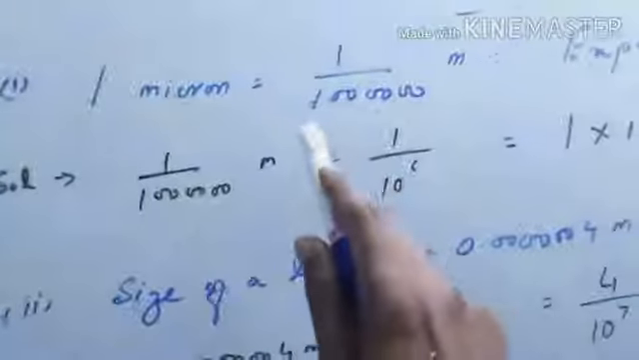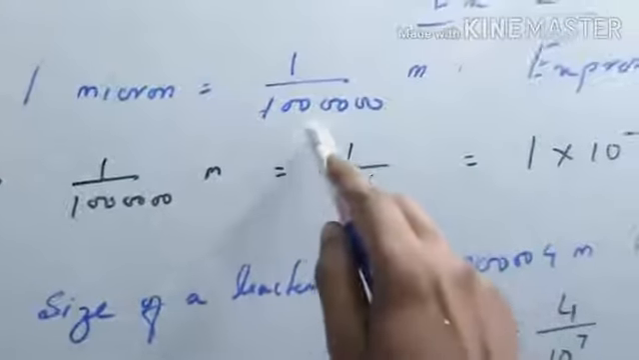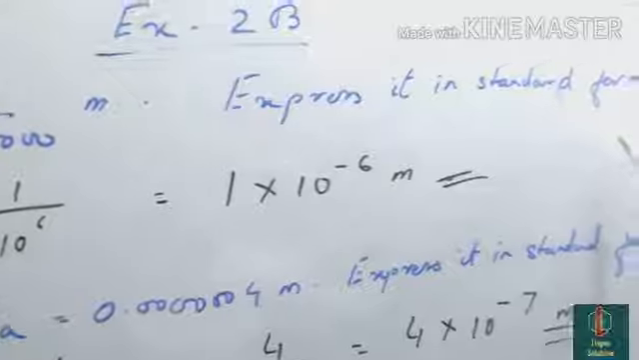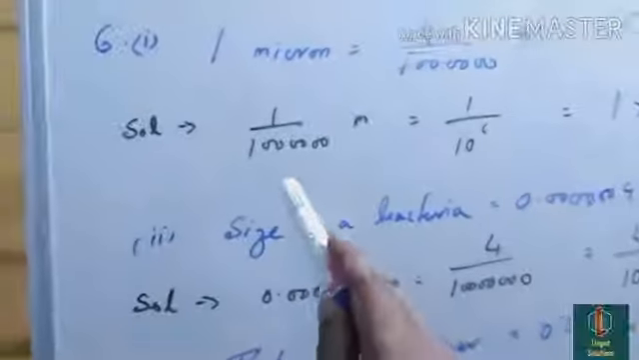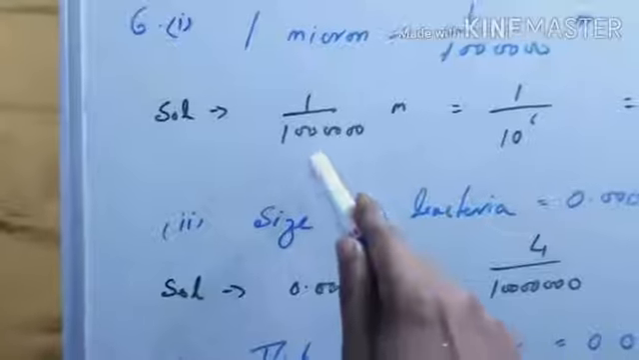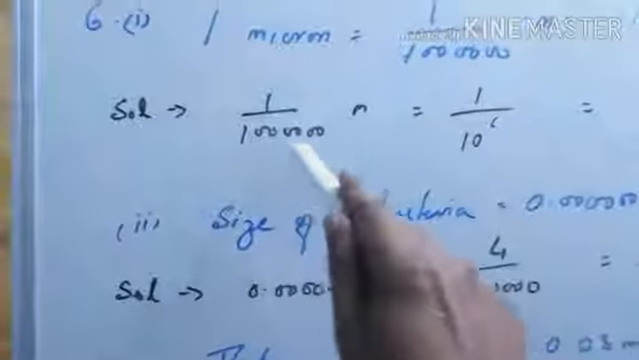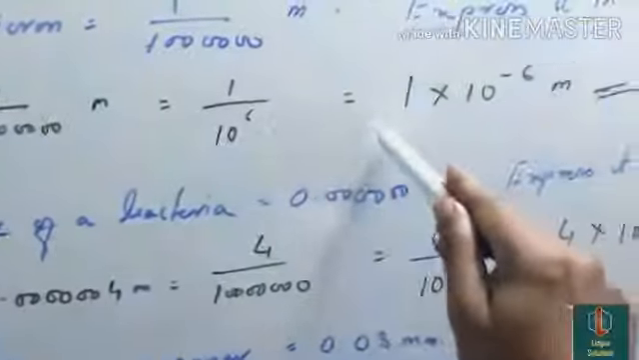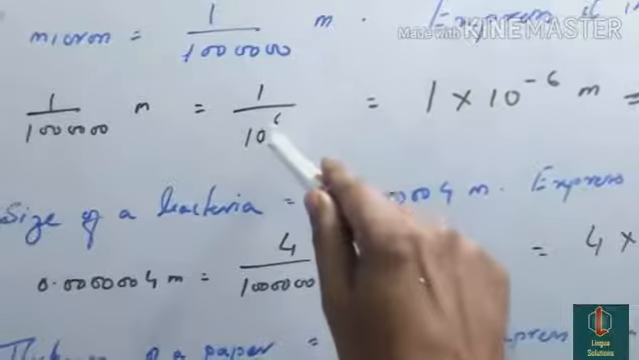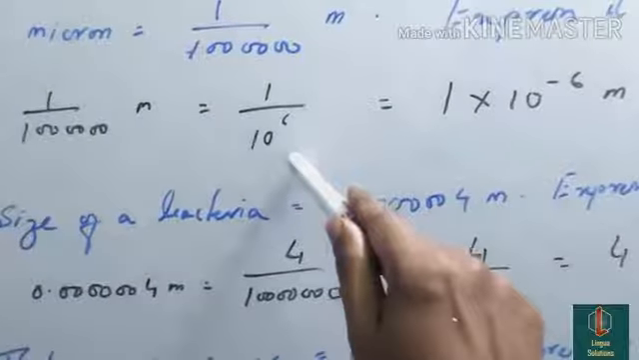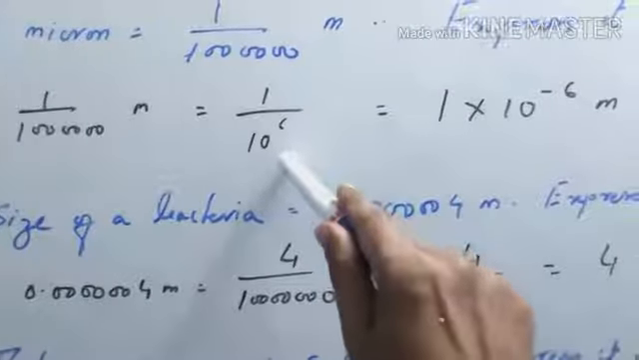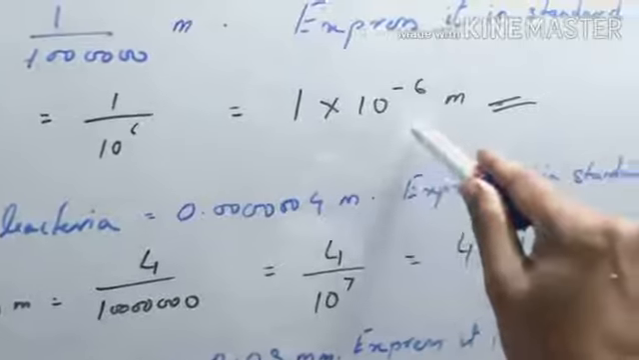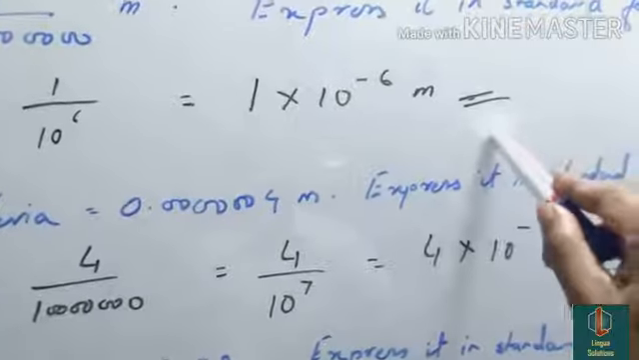This is 1 micron is equal to 1 by 1000000 meter. Express it in standard form. Now the solution is 1 by 1000000 meter. It means here it is 6 digits, that will be 1 by 10 to the power 6. तो यहाँ पर क्या है, 10 जो है वो नीचे है, डिवाइड करना है, तो यहाँ जब इस ऊपर ले जाएंगे तो पावर क्या होगा, माइनस में हो जाएगा. सो इट इज़ 1 इंटू 10 टू द पावर minus 6 मीटर. दिस इज द आंसर.